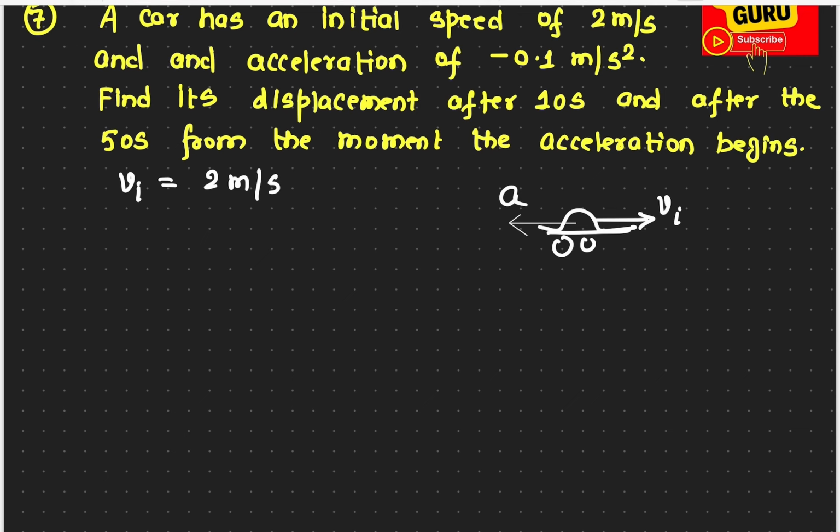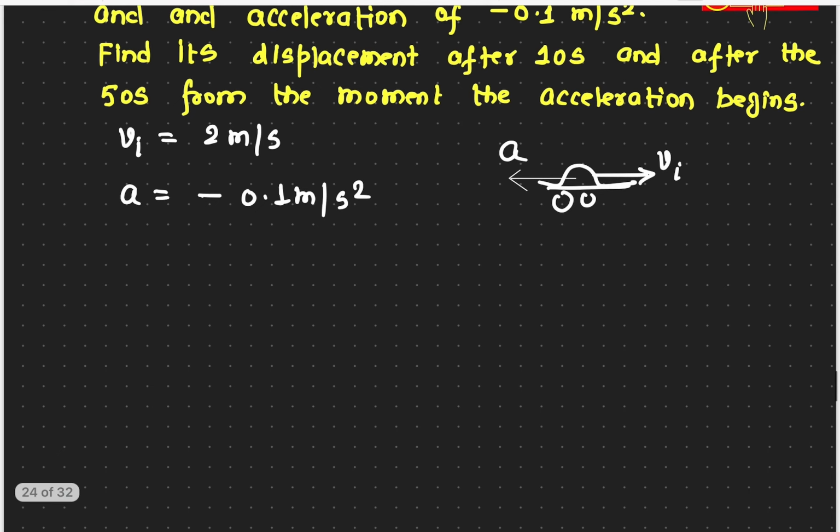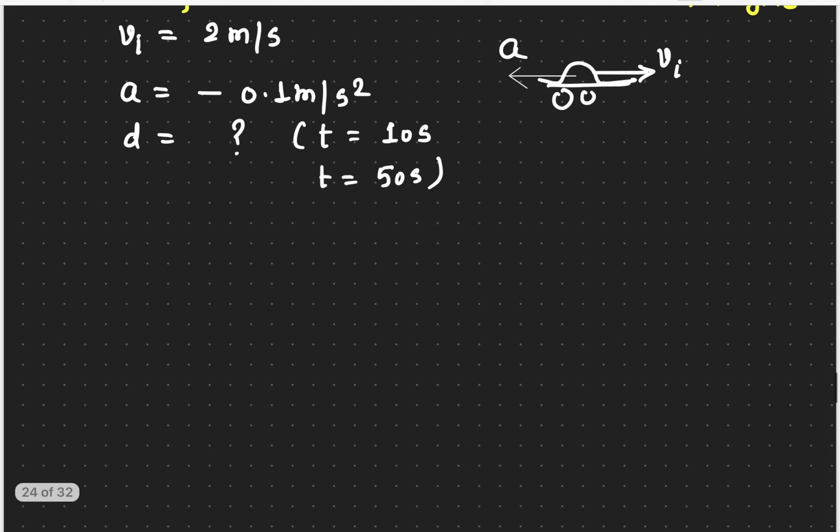Okay, so acceleration is given, which is negative 0.1 meters per second squared. And now you have to find the displacement or the distance, d, after 10 seconds and after 50 seconds. The time is given as 10 seconds, and also you have to find it after 50 seconds. Okay, these are the given information.